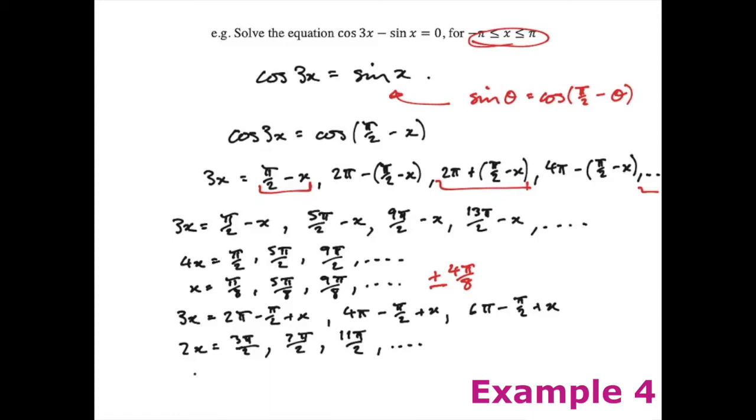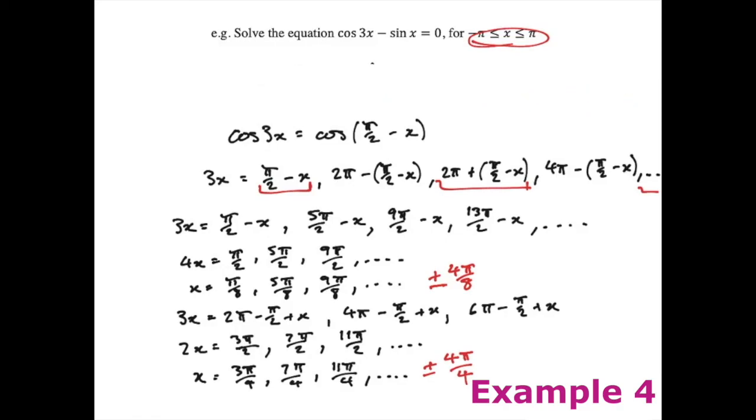Divide everything by 2, so it's x equals 3 pi on 4, 7 pi on 4, and 11 pi on 4. Okay, so hopefully you can see the pattern here is that I am plus or minus 4 pi on 4. Okay, so if we're going to get our final answers, I'm just going to erase the top here and we'll go back up.